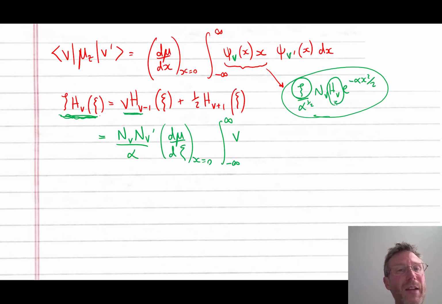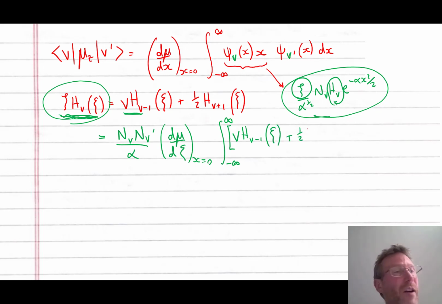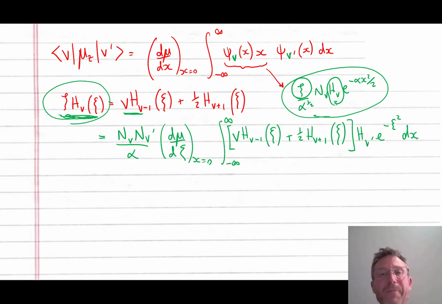this expression and combining this expression, so that what I'm going to end up with in some square brackets here is a v H_(v-1)(xi) plus 1/2 H_(v+1)(xi). Outside the brackets, I've still got my H_v' e^(-xi^2) dx. So nothing particularly new here. I've jumped a few steps.